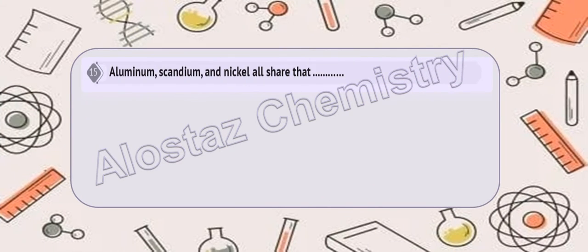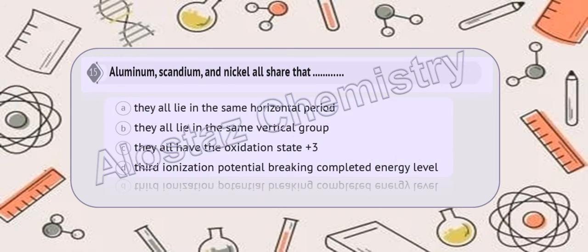Question 15 says that aluminium, scandium, and nickel all share what? Our choices: they all lie in the same horizontal period; they all lie in the same vertical group; they all have the oxidation state +3; their ionization potential breaks a completely filled energy level.